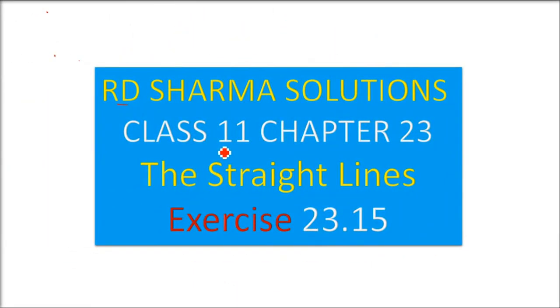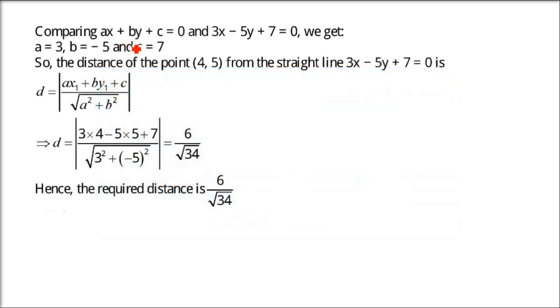This is R.D. Sharma Solutions, Class 11, Chapter 23, The Straight Lines. Exercise 23.15. Question number 1: find the distance of the point (4, 5) from the straight line 3x minus 5y plus 7 equals 0.